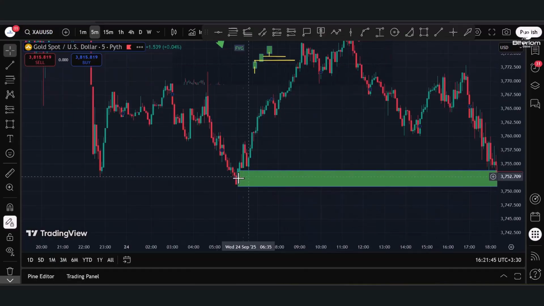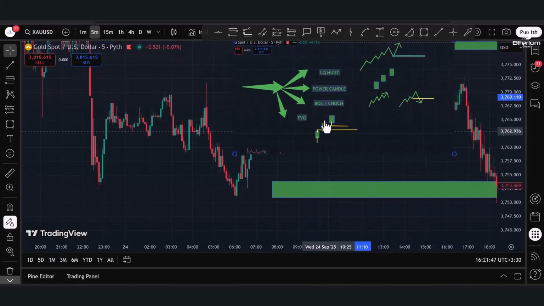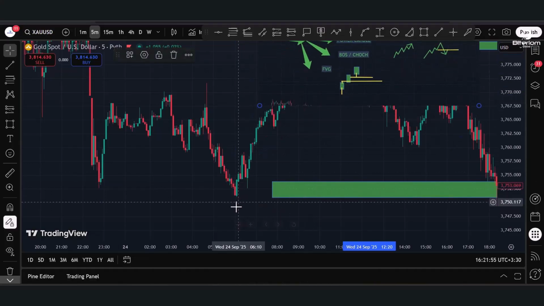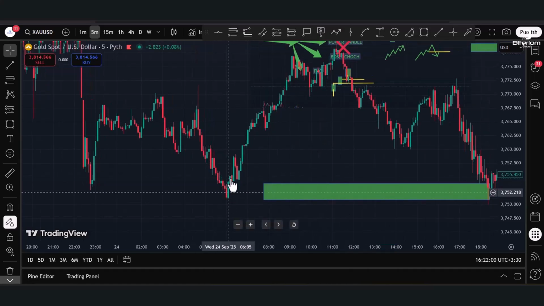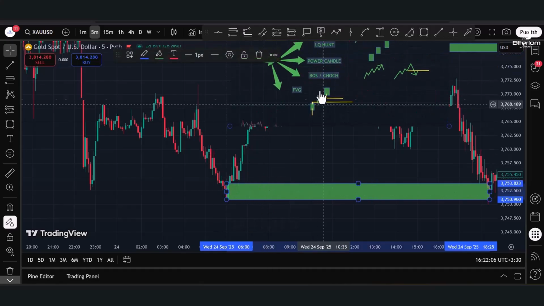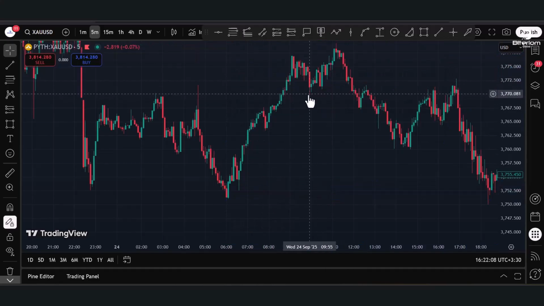Hey, what is this? Liquidity hunt. The liquidity here is clearly and transparently taken. The power candles have relatively good strength. Here, break of structure. This wave came here and broke the structure in these areas, which is quite valid. Look, this high couldn't break the previous high, so for me this is considered invalid. It had power, but it didn't have a break of structure.